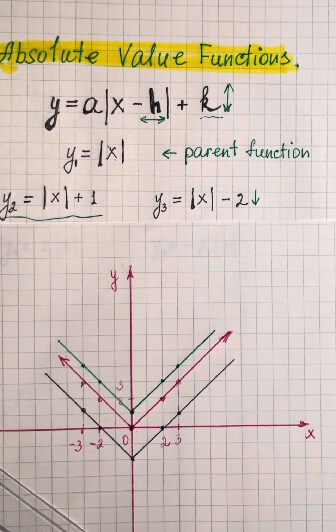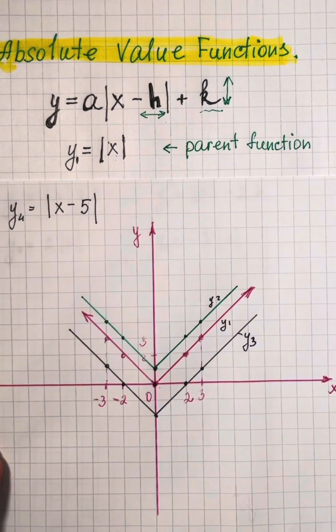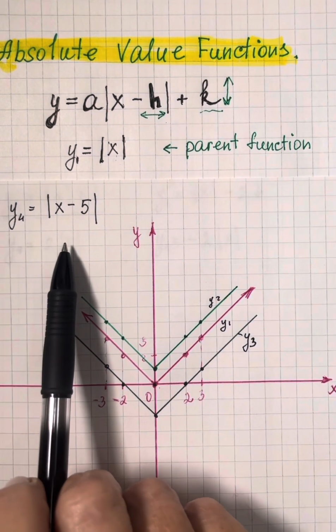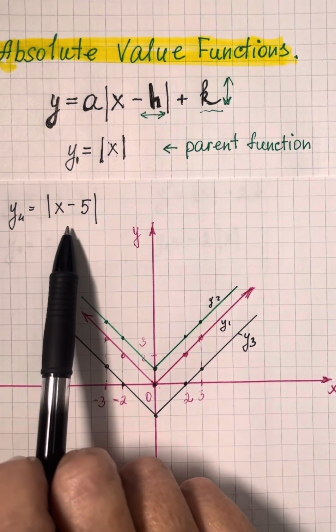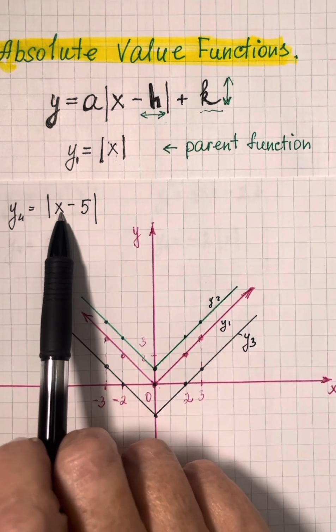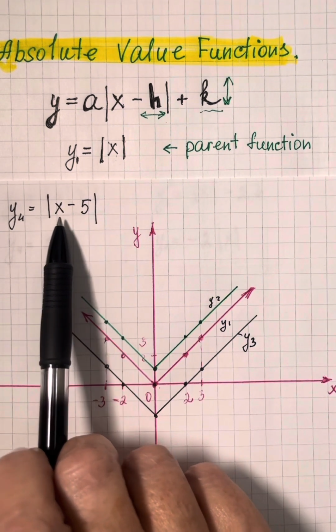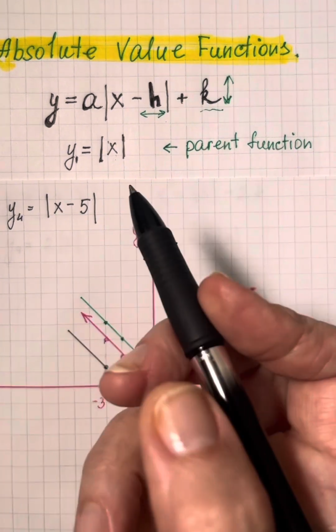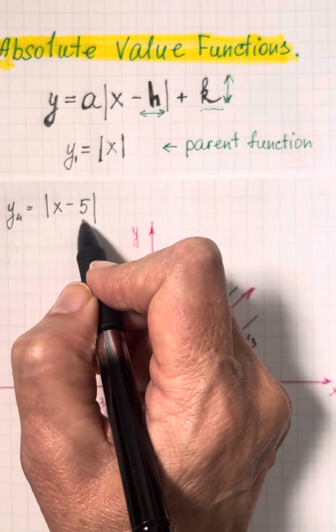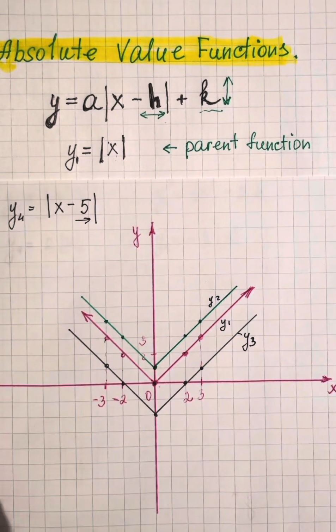And I will write down some examples, and we will use the same graph coordinate plane to show the next transformation. The next transformation we will discuss on an example of this function. As you noticed, that 5 goes with x inside of the absolute value. Guys, this part, in general, gives us horizontal shifting.